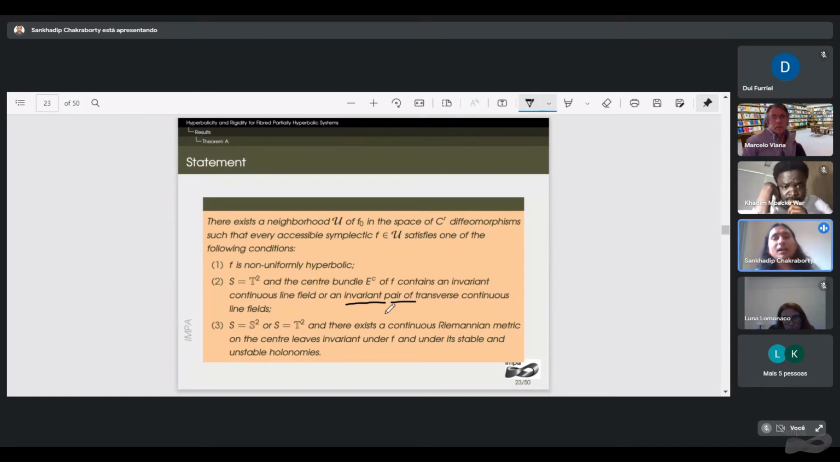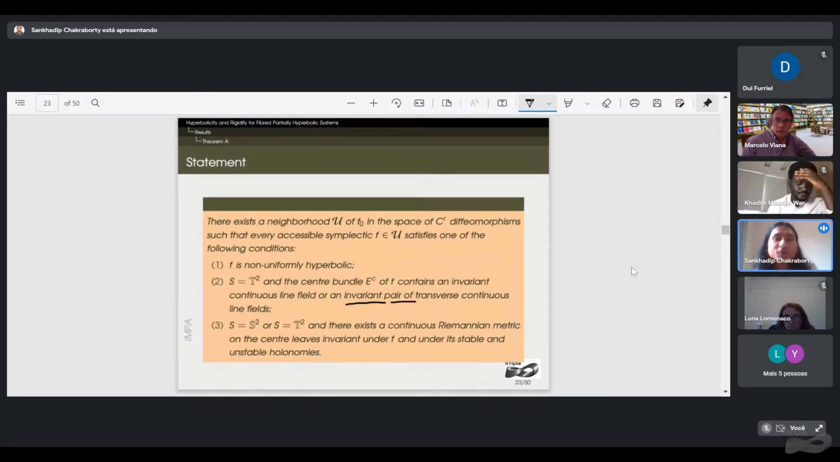So either the first option, which is non-uniformly hyperbolic, or it is a torus, which gives this invariant line field thing, or there is a third option as well, which is that it's either a sphere or a torus, and there is a continuous Riemannian metric on the central leaves, which is invariant under F and under its stable and unstable holonomies.